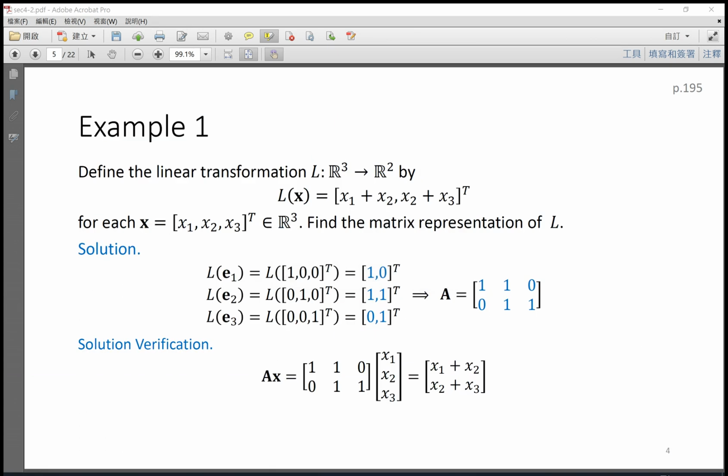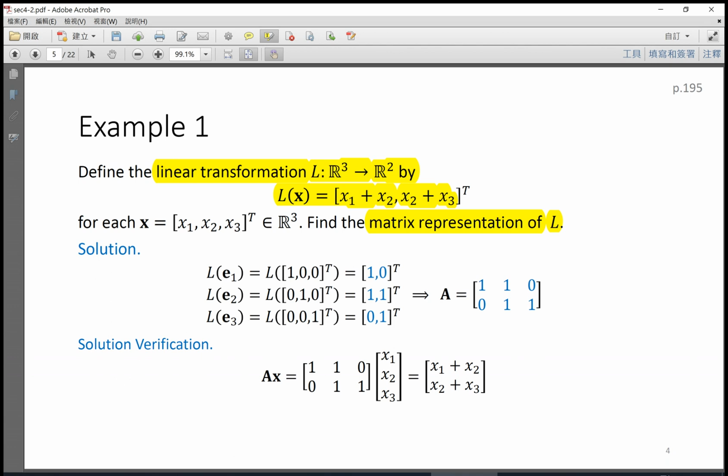Next, we use example 1 to illustrate how to use the previous theorem for computing the matrix representation of a linear transformation. Define the linear transformation L from R^3 to R^2 by L(x) equals (x1 plus x2, x2 plus x3). Note that the input x is in R^3, while the output of L is a vector in R^2. And our goal is to find the matrix representation of L.